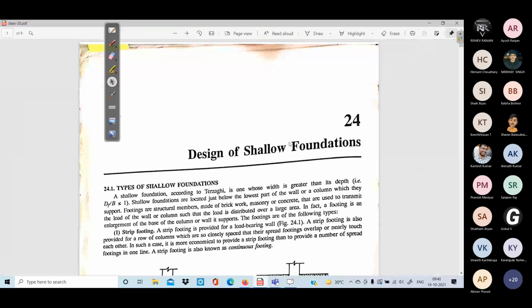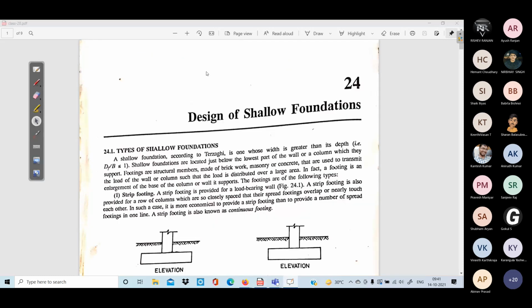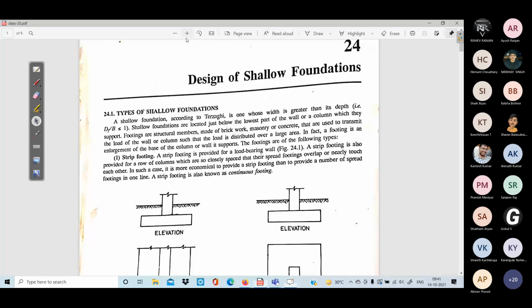So today we are going to start the design of shallow foundations. In the previous chapter, we covered how to calculate the bearing capacities, settlement, allowable settlement, and so on. Now, how do we generally design a foundation? Before going to the design of a foundation, let us focus again on what the different types of foundation are.